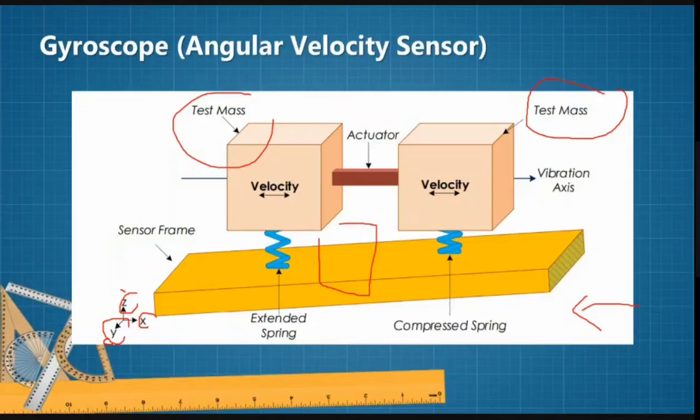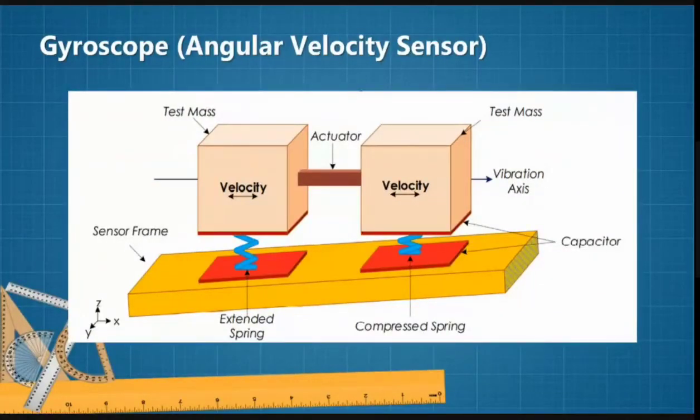This distance is measured indirectly by measuring the capacity of the flat capacitor whose armatures are attached to the frame and the test masses, as done in the accelerometer already covered. So this is the capacitor plate for the spring. This is for the extended spring, and this is for the compressed spring.